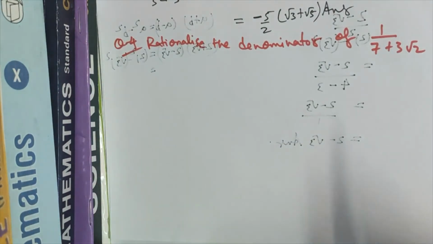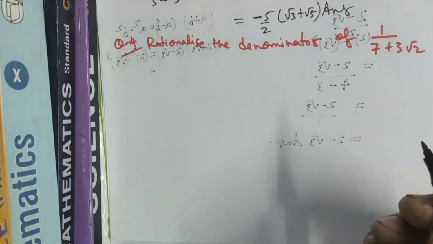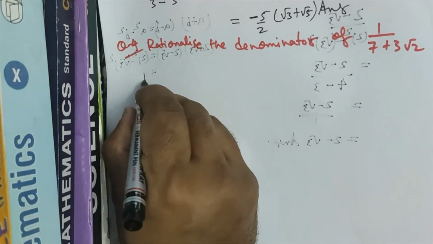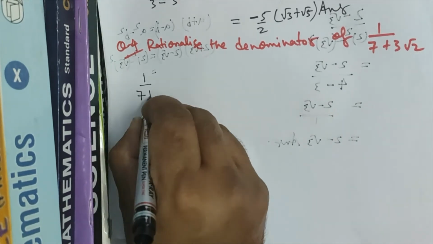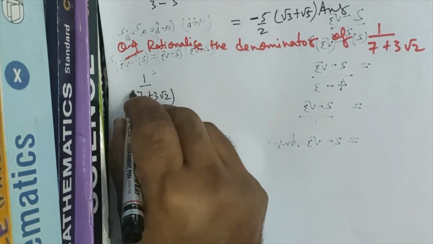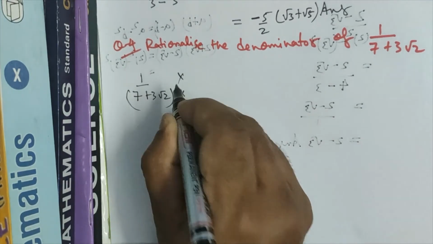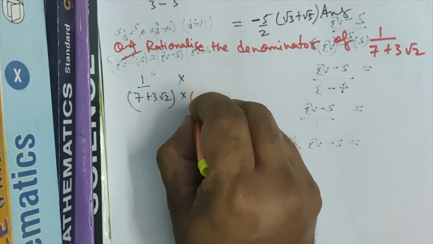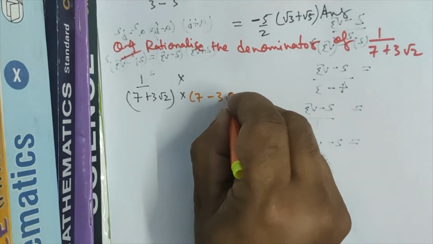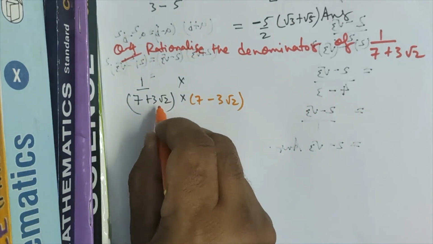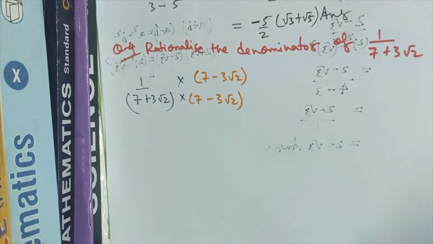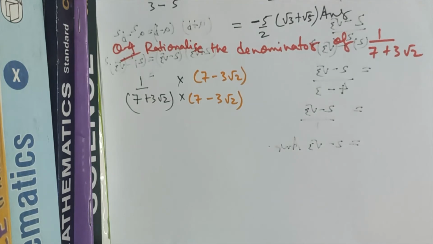One more example. Rationalize the denominator of 1 upon 7 plus 3 root 2. So here, 1 upon 7 plus 3 root 2, we will multiply by what? We will multiply it by 7 minus 3 root 2, because here it is plus 3 root 2. So 7 minus 3 root 2 will be multiplied in the numerator as well as in the denominator. So what we will get?